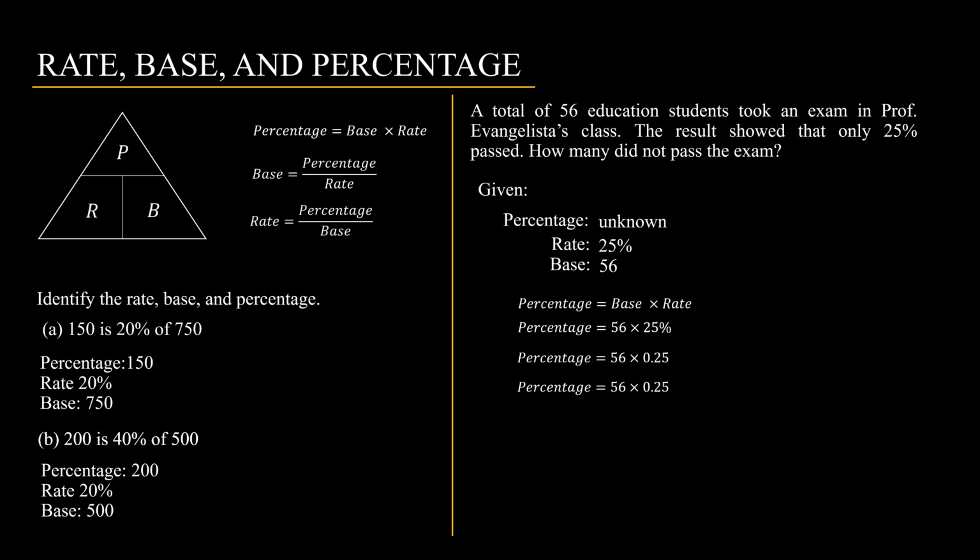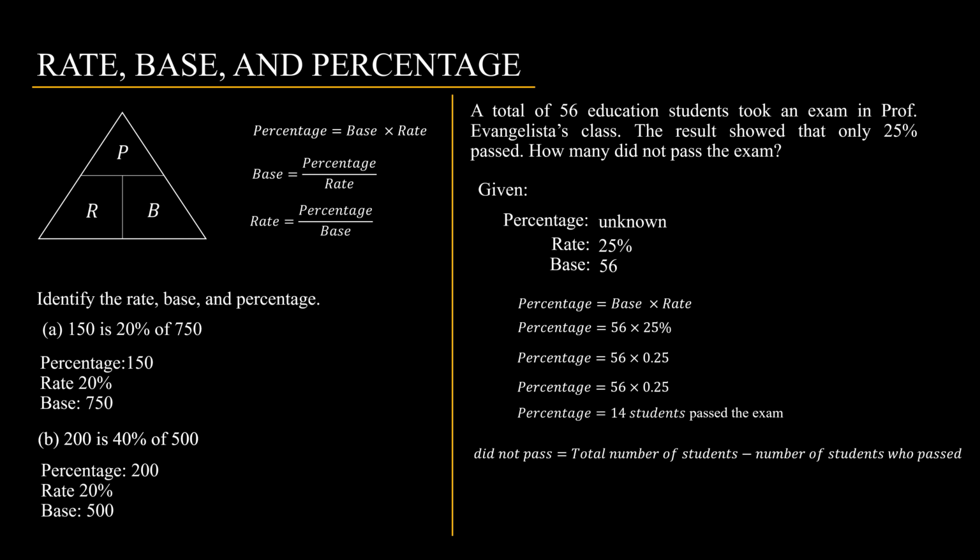Now, we have here 56 times 0.25. Ilan yan? That is 14. So, 56 times 0.25 is 14. Therefore, 14 students ang nakapasa. Bakit? 25% daw yung passed, yung nakapasa. So, itong 14 na students ay ang mga nakapasa.